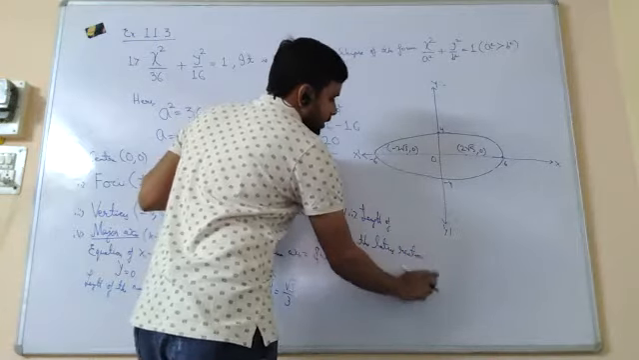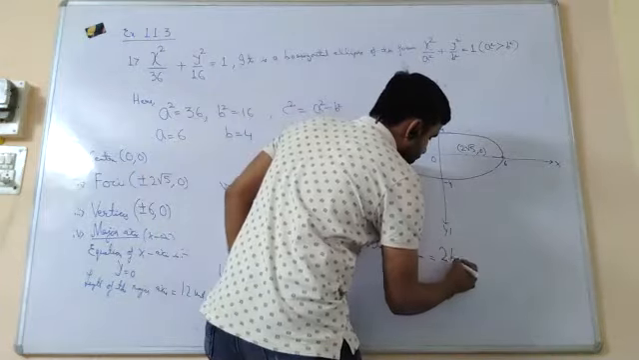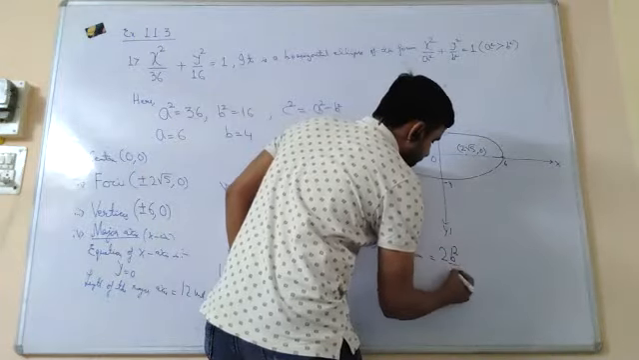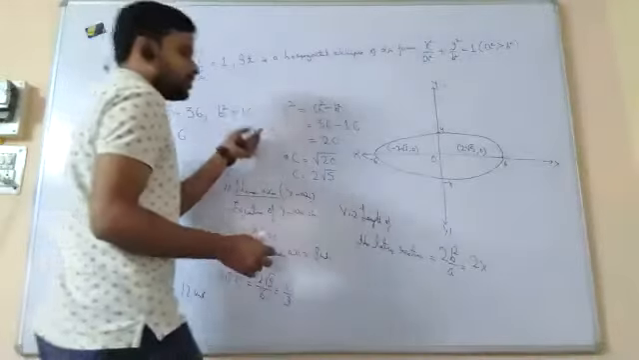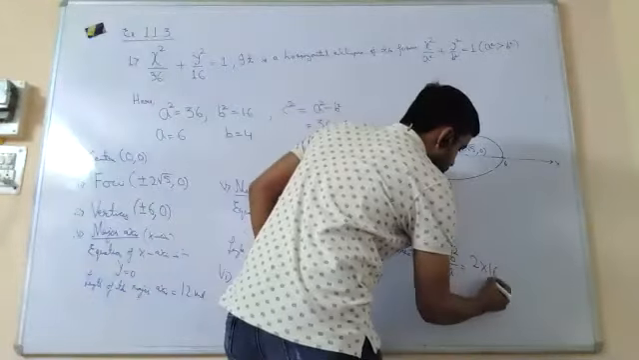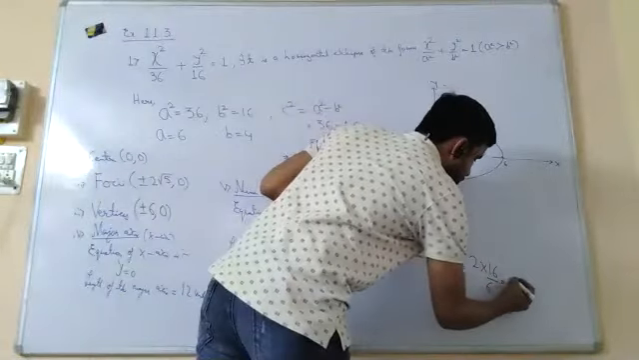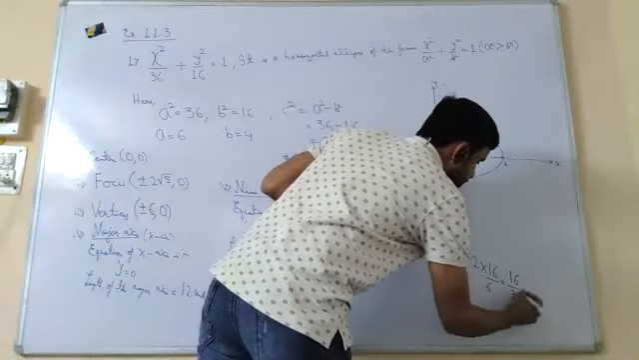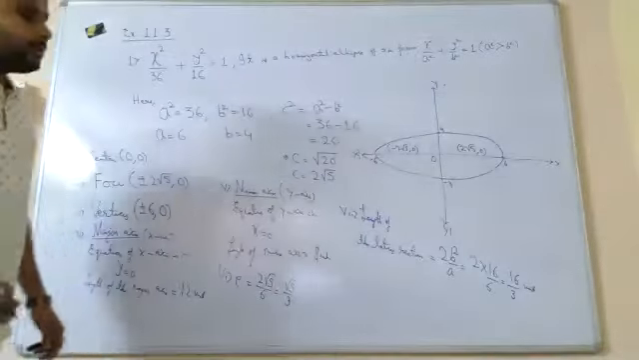Now, what is the length of the latus rectum vector? It is 2b square by a. What is the value of b square? 16 by a, which is 6. So it is 16 divided by 3 units. This is the length of the latus rectum.